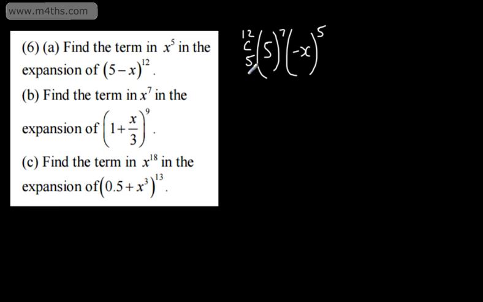So all I need to do is the following. I need to find out 12C5. I need to times that by 5 to the power of 7, and then times it by negative 1. We're simply finding the term, the coefficient. So let's go ahead and put that through a calculator.